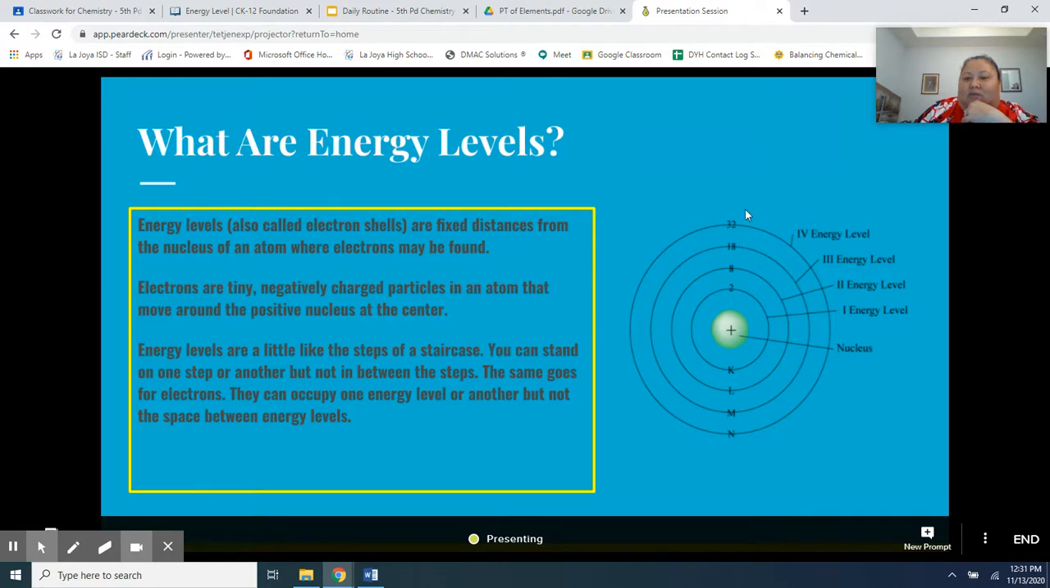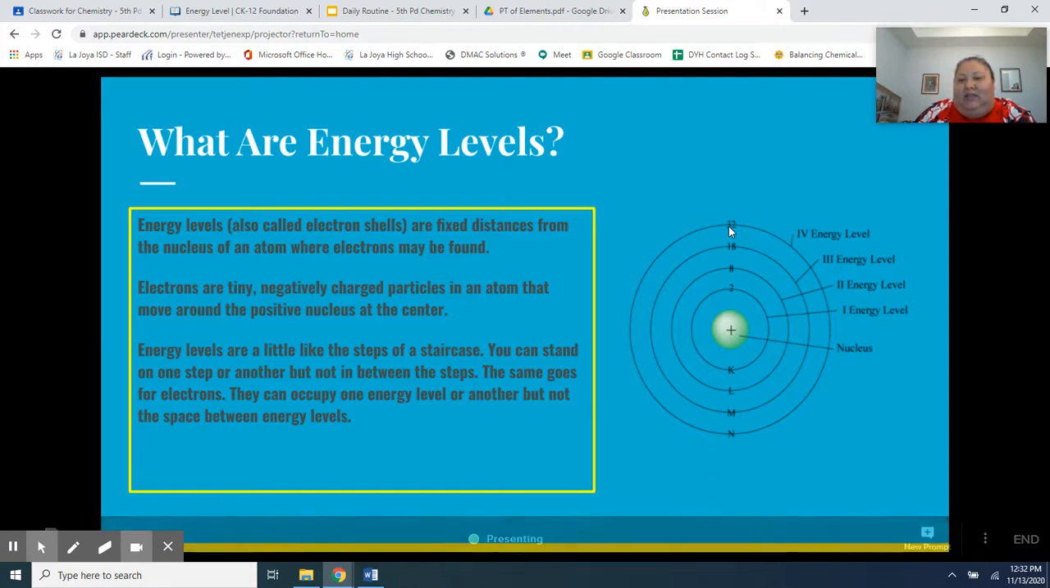Now, the numbers that you see at the top of this picture represent how many electrons maximum it can hold. Okay, it can hold less than these numbers, but never more than these numbers. So for energy level number 1, you have 2 electrons. Energy level number 2, you have 8 electrons. Number 3 will hold 18, and number 4 will hold a maximum of 32 electrons.